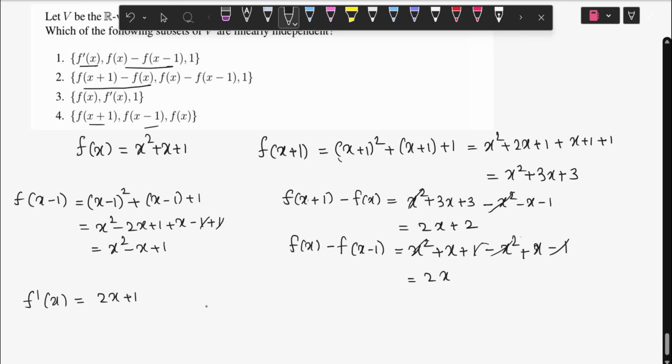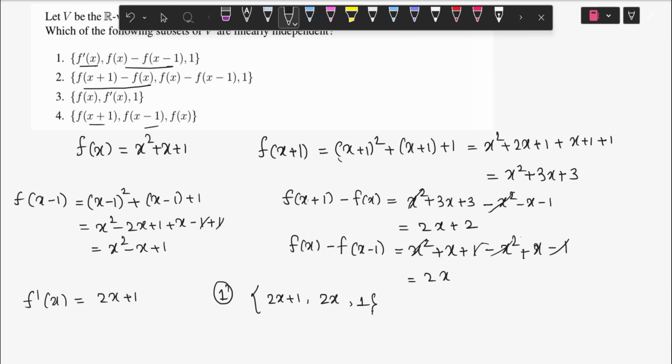Now पहला जो सेट दिया हुआ है, let's verify the options. पहला ऑप्शन में f dash x equal to 2x plus 1, f of x minus f of x minus 1, this is equal to 2x and 1. So you can see we can write 2x plus 1 as 2x plus 1. So this is a linearly dependent set.